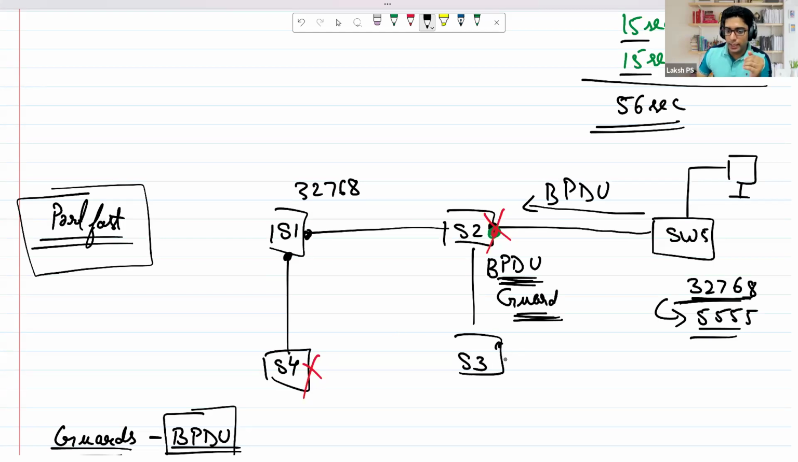Let's say switch 3 has many empty interfaces, right? It has many empty interfaces. I can just simply connect a laptop over here and start sending data, right? I do not want that. So what I will do, on all the empty interfaces of a switch, I will enable BPDU guard.